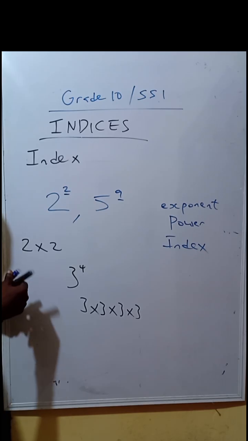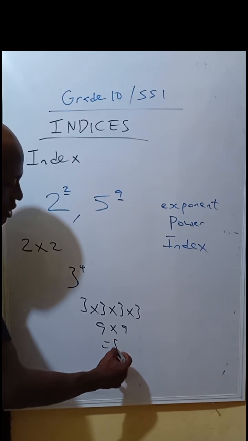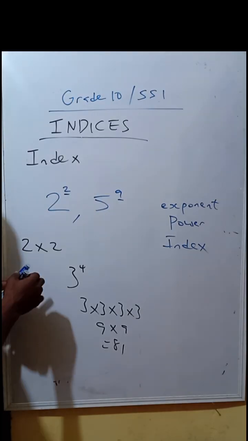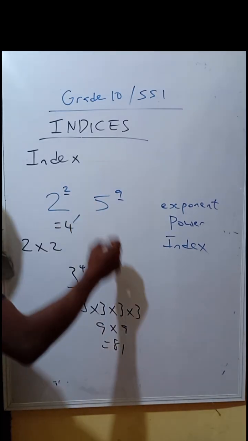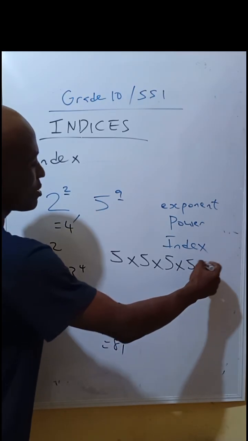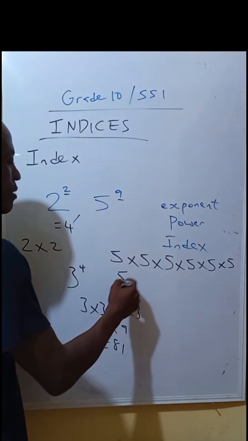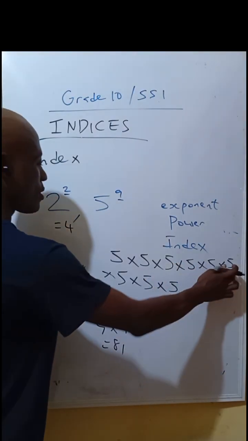So this can be 3 times 3, 9. 9 times 9, which is 81. So 2 times 2 is 4, which means that 2 raised to power 2 can be simplified to 4. While 5 raised to power 9 is 5 written 9 times, multiplied together: 1, 2, 3, 4, 5, 6, 7, 8, 9.